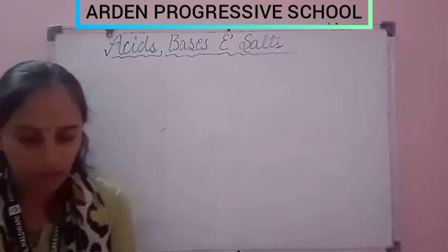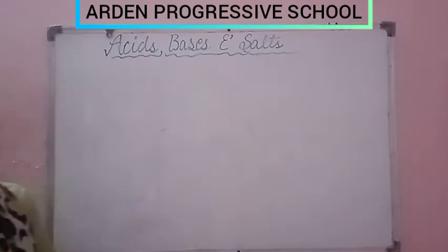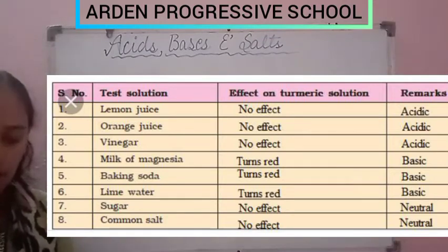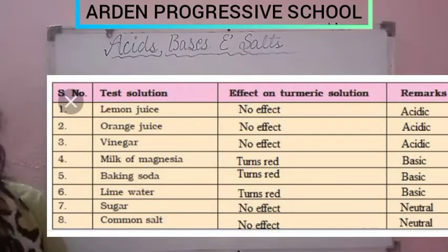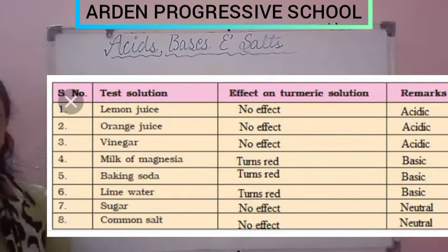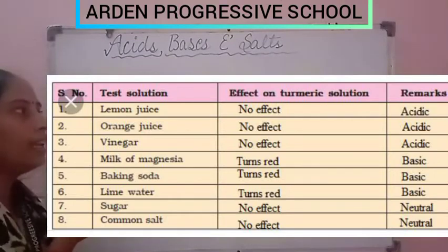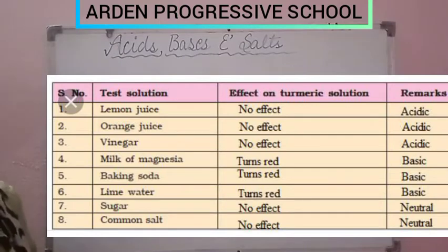Clear? Next table 5.3. It is also very easy and here it is on your screen. So in this you have to test these solutions and tell what is the effect on the turmeric solution, and you will give the remark whether it is acid, base or neutral. Clear? So the first solution is lemon juice. So what is the effect when we put turmeric solution in the lemon juice? There will be no change. Clear? So this is acidic in nature.